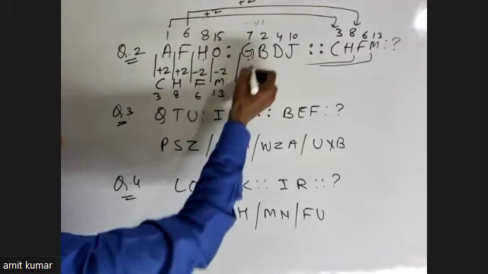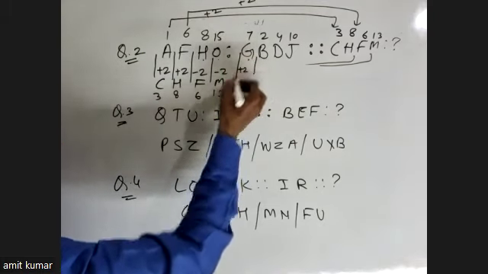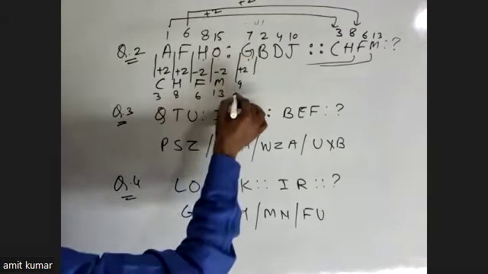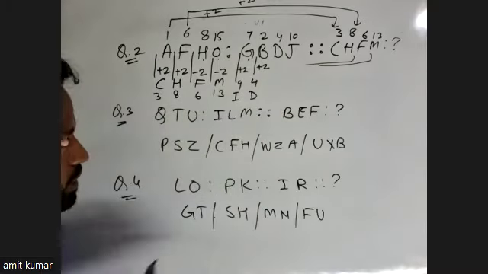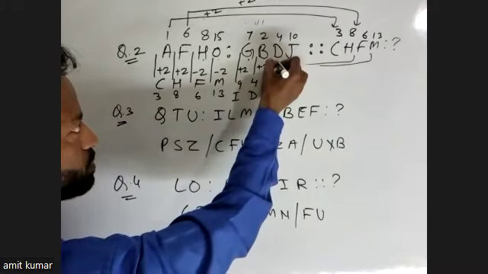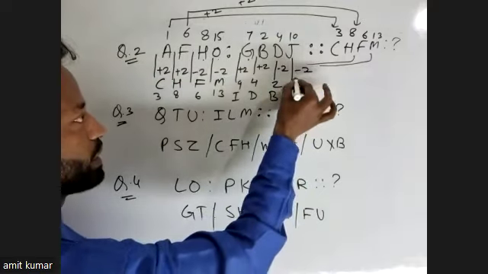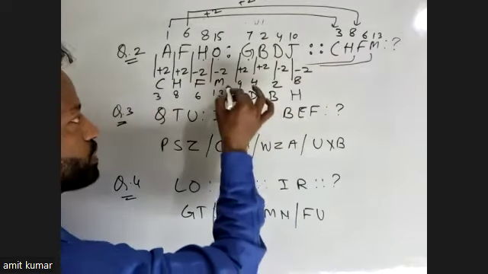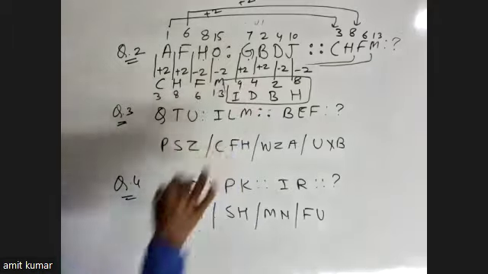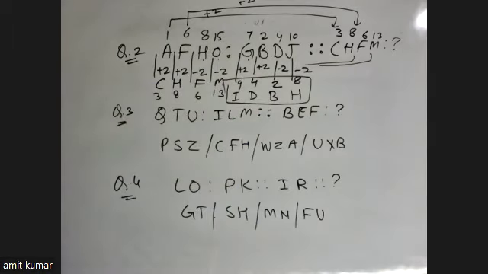Similarly, 7 plus 2 will be what? 9. On 9, what is the alphabet? I. B plus 2 means 4. What comes on 4, beta? A, B, C, D. D comes. D minus 2 means 4 minus 2 means 2. That is B. Again minus 2. 10 minus 2 will be 8. Which alphabet comes on 8, beta? H. So that's the correct answer, IDBH. Is it clear to everyone now?